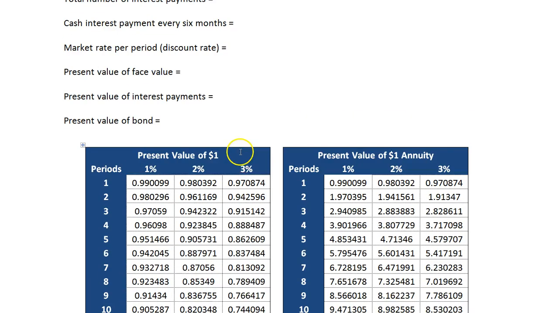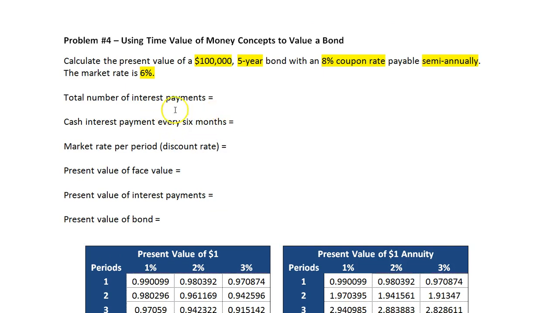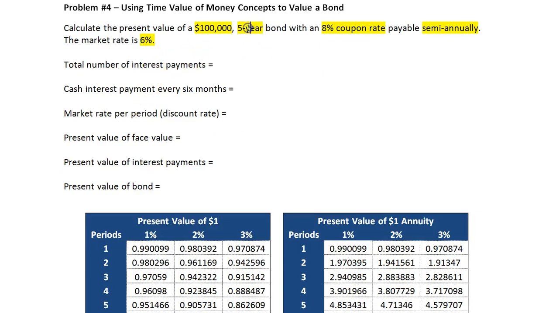Alright, we got small little tables here because that's all we need, so that makes it a little bit better. Total number of interest payments, the 5-year bond paying twice a year will be a total of 10 interest payments. 5 times 2 is 10. Cash interest payment, you just remember the formula. It's going to be the face value of the bonds times the coupon rate divided by the number of periods per year. So face value 100,000 times the coupon rate divided by 2. You get to 4,000. That's what they're going to make every 6 months.